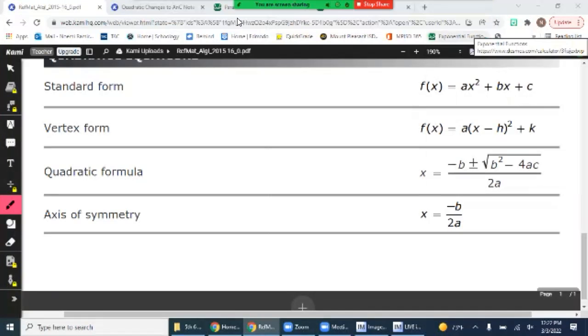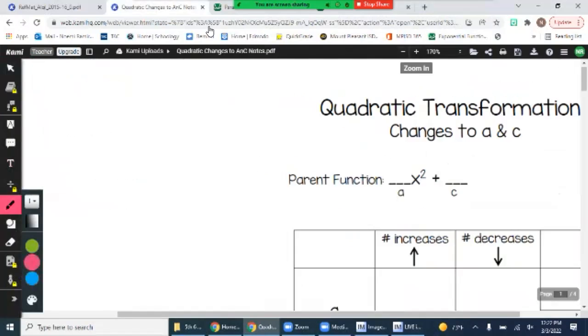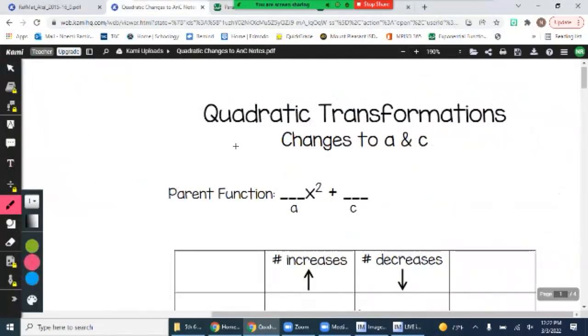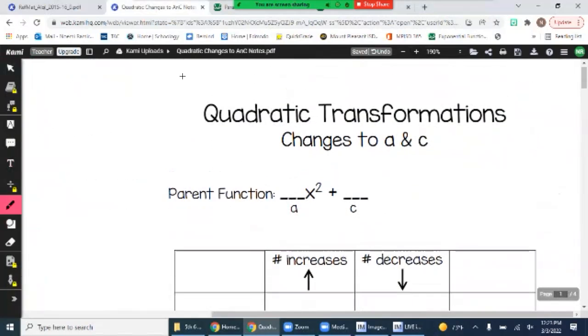All right, so today what we're going to be working with is actually making physical changes to the graph, to the parabola, to the shape of a quadratic. We want to see what happens to the parabola when we change variables A and C.